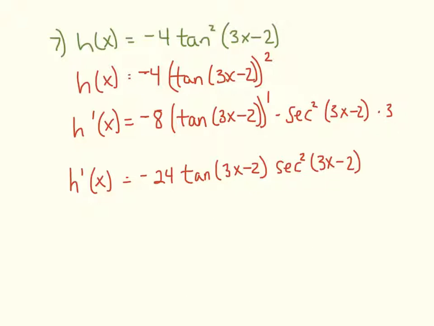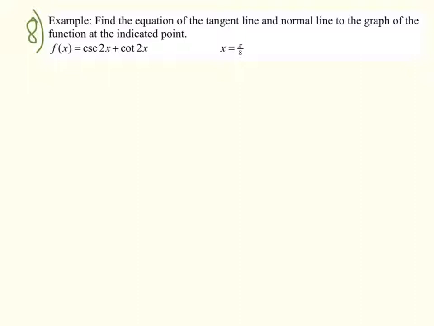It's all multiplication. So the -8 and the 3 multiplied to give me -24. This just becomes tangent of 3x minus 2 because you can put a first power, but you don't need to, and then times secant squared of 3x minus 2. Okay, this last one is a little bit messy, so stick with me. And you've had lots of practice with these, so you should be totally fine, right?